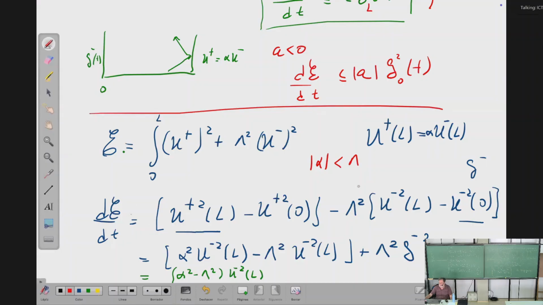So I can put anything here I want, any alpha. I just have to correct the energy to get an energy which is conserved. That might not be the physical energy, but it would tell me in any case that the system is conserved, okay? So I can do things like this.